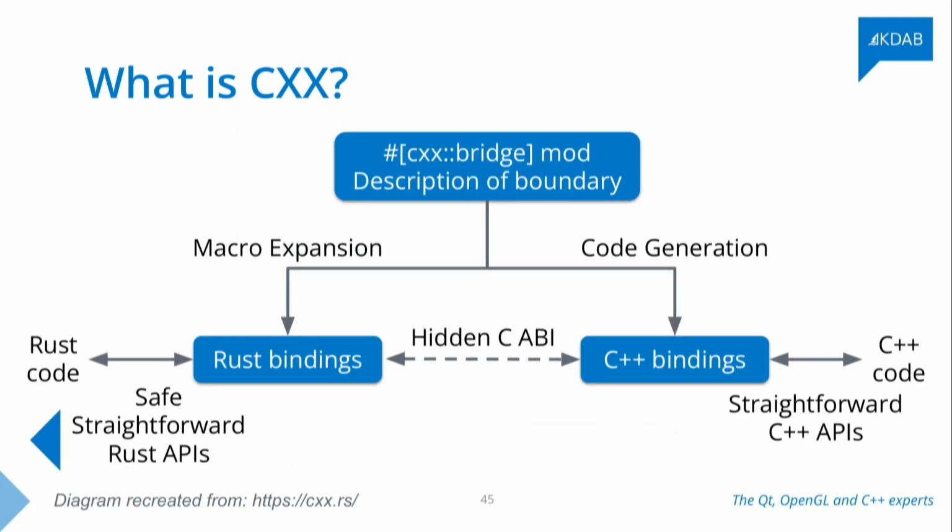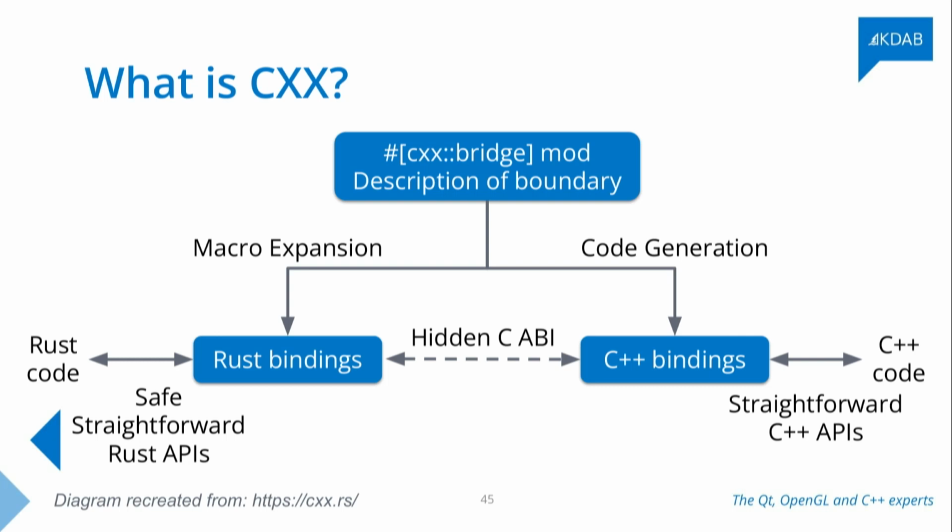So how does that work? Well, you define a bridge, which is a description of the boundary at the top. It uses macros. Then if we go down the right-hand side, it uses code generation to generate C++ bindings, which then end up as idiomatic, normal, straightforward C++ code that you can just include as normal, put in your CMake, do whatever. Then if we go down the left-hand side, it uses macro expansion for the Rust bindings, which then ends up as normal Rust code.